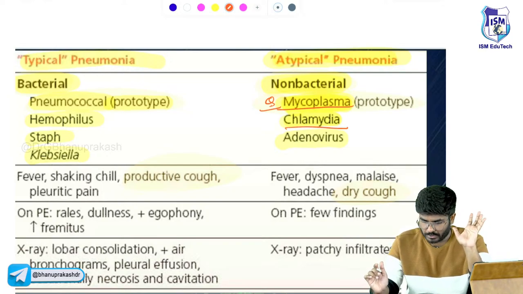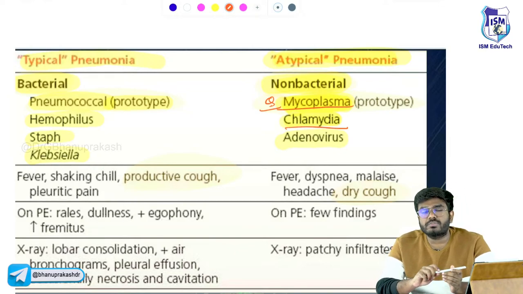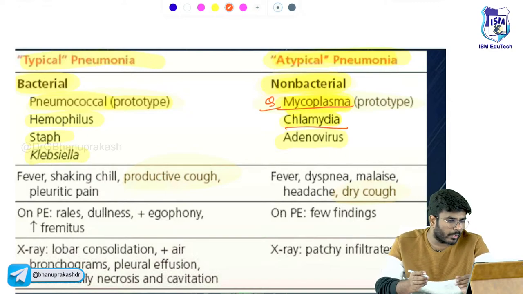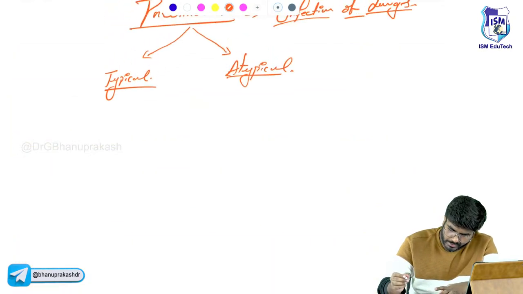I will explain you. Okay, now, two important MCQs. What is the most common cause of typical pneumonia? Pneumococci, Streptococcus pneumoniae. What is the most common cause of atypical pneumonia? Mycoplasma. Okay, mycoplasma pneumonia.